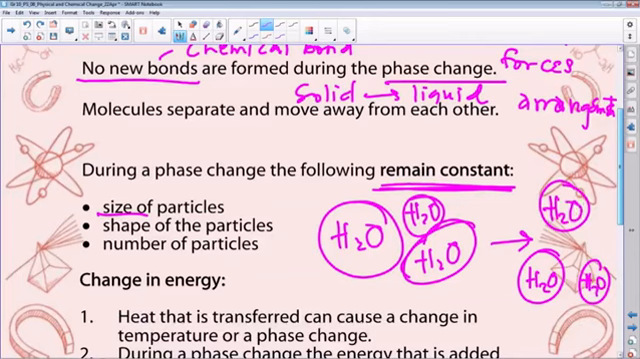Right. Now, the shape of the particles. If this is the water molecule, let's say, for argument's sake, it looks in the manner in which I've presented it, it will remain the same. And also the number of particles.